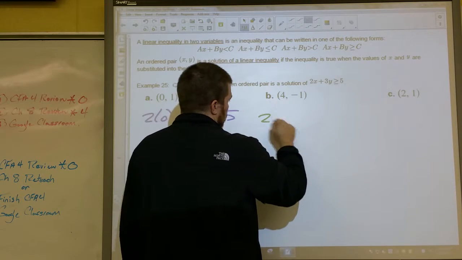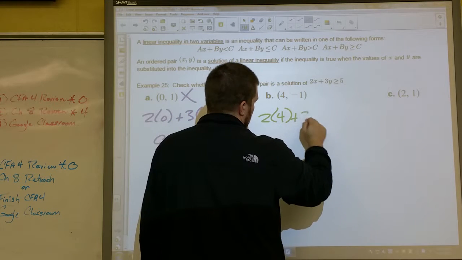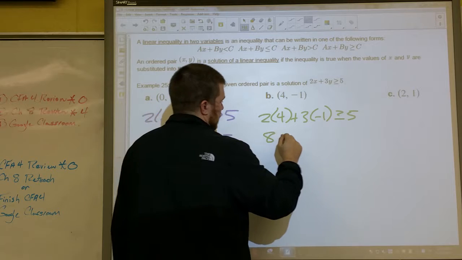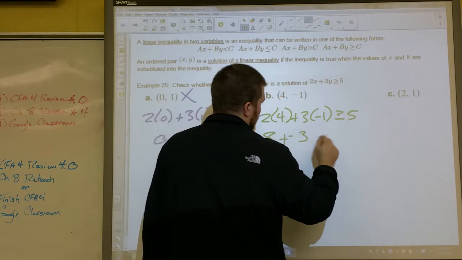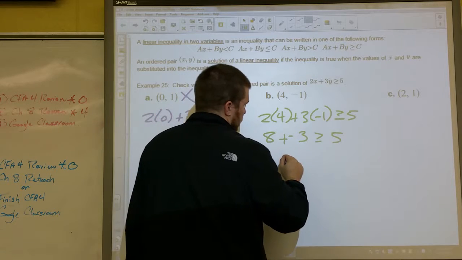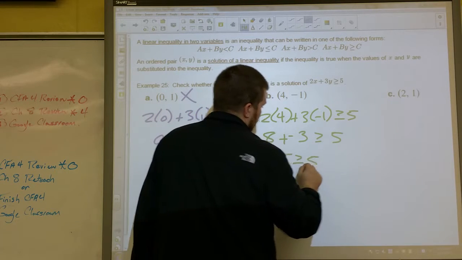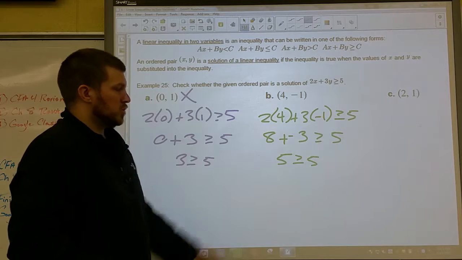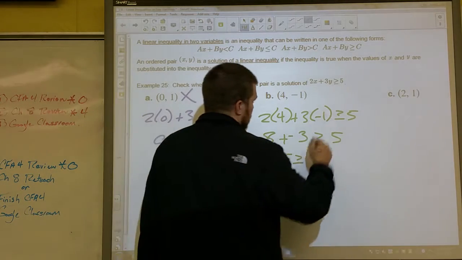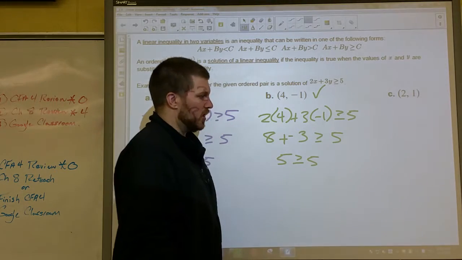plug in. 2 times 4 plus 3 times negative 1, greater than or equal to 5. I have 8 plus negative 3, greater than or equal to 5. 8 plus negative 3 is positive 5, greater than or equal to 5. This is true. 5 is greater than or equal to itself. In particular, it's equal to. So this one is a solution of the inequality.